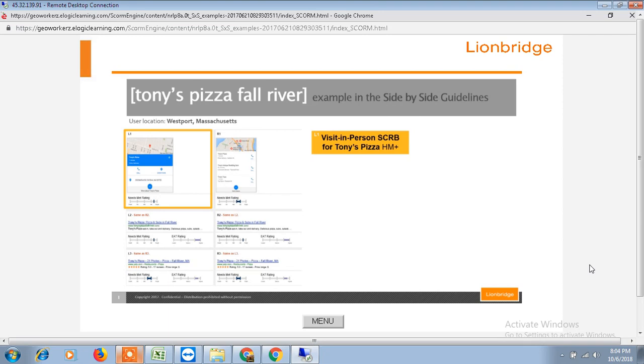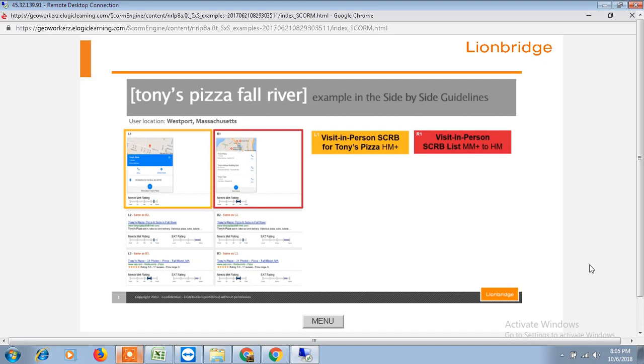L1 is a visit in person SEO for Tony's Pizza in Fall River. This provides the user with the information they need if they want to go to that location in person. It's a highly meets plus result because it satisfies one intent, the visit in person intent for Tony's Pizza in Fall River. R1 is a visit in person SEO list.